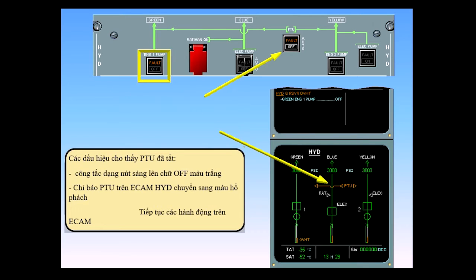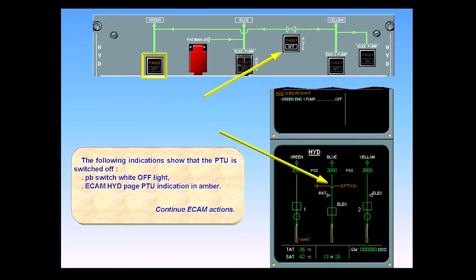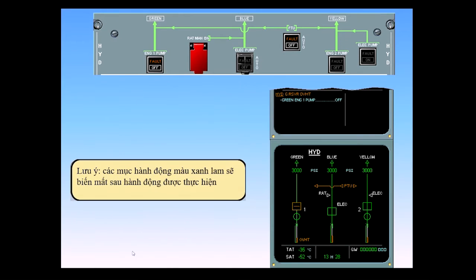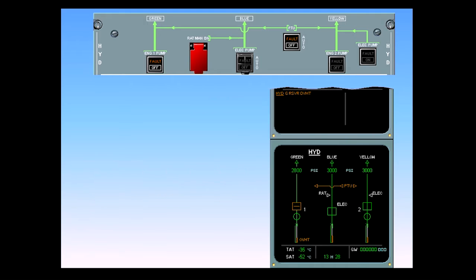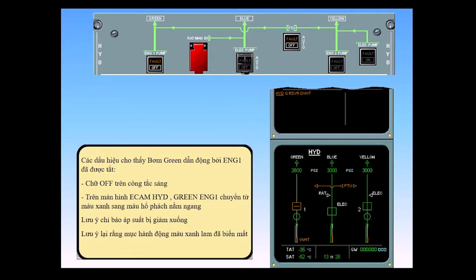Continue ECAM actions. Also note that the blue action item disappears when the action is performed. The following indications show that the green engine 1 pump has been switched off. Push-button switch off light. ECAM hydraulic page green engine 1 pump has changed from green inline to amber crossline.